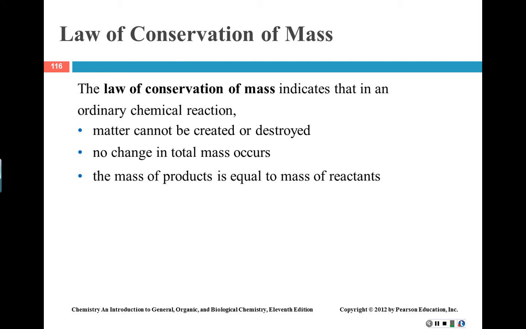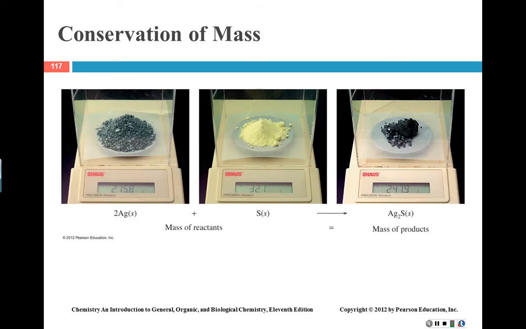Carbon may not be in the form of glucose, it may be in the form of carbon dioxide, but an element of carbon will still be accounted for whether it's in reactants or products. In this particular reaction, we are reacting silver solid with sulfur, and we form silver sulfide. The mass associated with these two must equal the mass of the product that we make with those two.